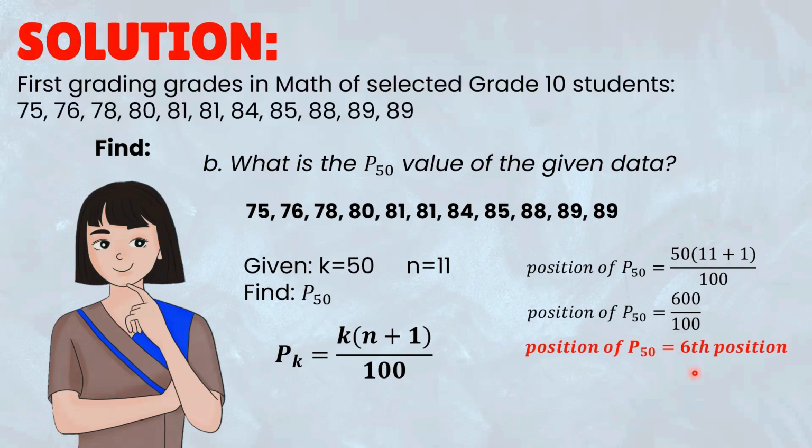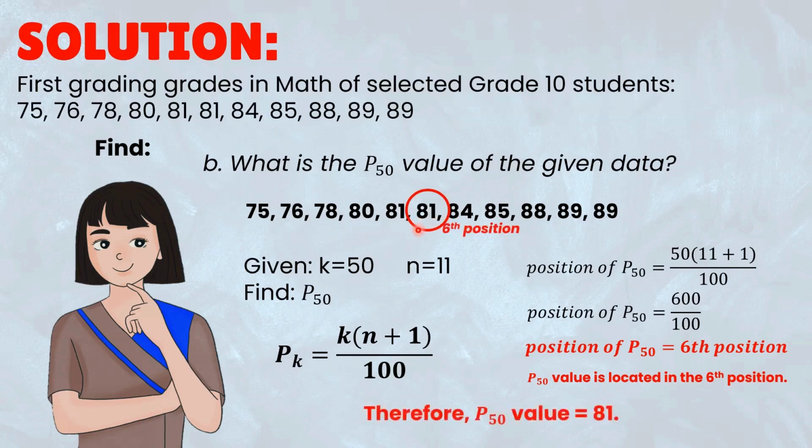So the position of percentile 50 value is in the 6th position. So percentile 50 is located in the 6th position. We go back to our arranged values in step 1: 75, 76, 78, 80, 81, 81, 84, 85, 88, 89, 89. The 6th position is 1, 2, 3, 4, 5, 6 here. So our percentile 50 value is equal to 81. Okay, percentile 50 value is equal to 81. And it is also the middle value of our given data set.